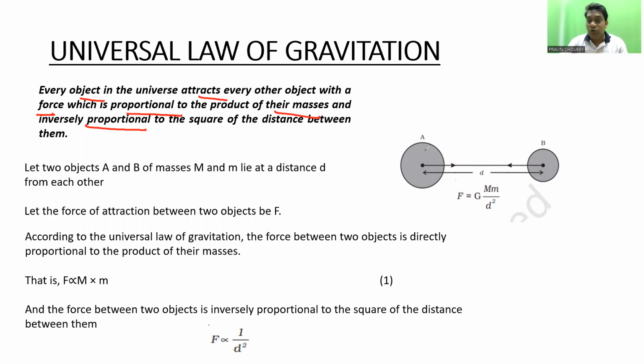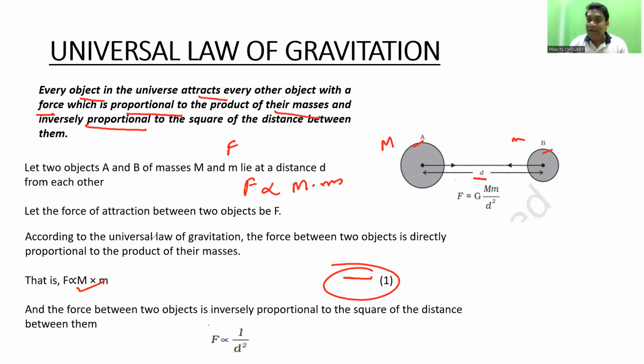So if we consider two bodies, let's say body A and body B, and let's suppose capital M is the mass of body A and small m is the mass of body B, and the distance between these two bodies is d. According to the universal law of gravitation, the force of attraction between A and B will be directly proportional to the product of their masses, that is M into m. This will become equation 1, as is given here.